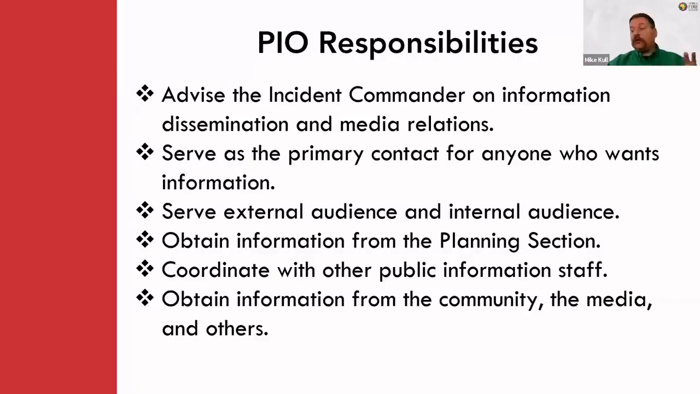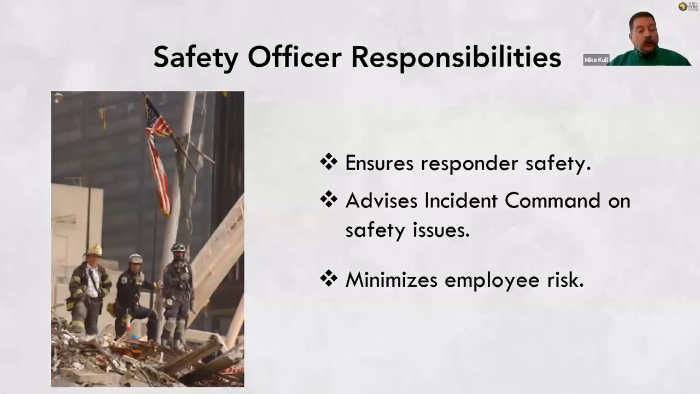They may have to work with some of the other general staff. They may need to get information from finance administration, from logistics, planning, whatever. On a large incident, they may need some people to help them, so they can add some public information staff underneath them if necessary. And then their responsibility is to dig around and get the information that's needed about the incident to go to the media or to go to the community or government or whoever needs to know, right? So that's your public information officer.